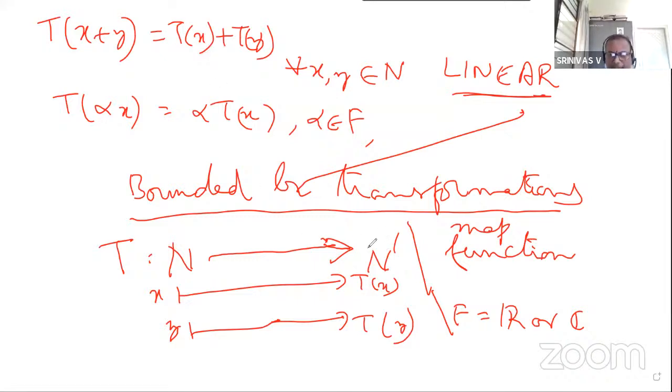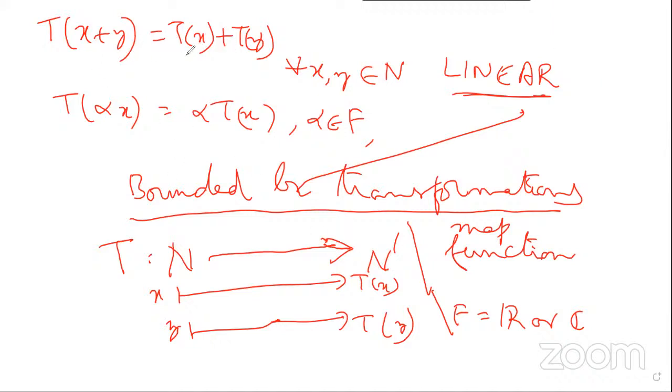So T of X is an element in N dash. T of Y is an element in N dash. So these are elements in the codomain N dash. And this addition is the addition in this vector space N dash. So there is a difference. Even though we write the same symbol, according to the context, we understand. X and Y are coming from N, therefore this is addition in N. And T of X, T of Y are coming from N dash, therefore this is the addition in this vector space N dash. If your domain and codomain differ, these two pluses differ.